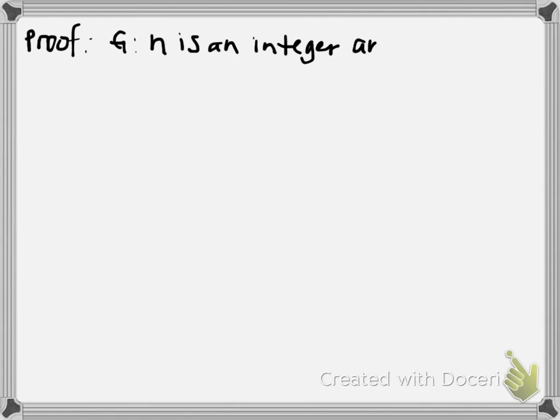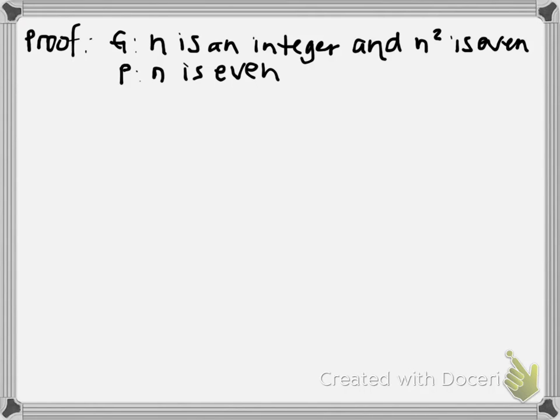And n squared is even. Our job is to prove that n is even. So the given is assumed to be true. Those are facts that we're going to be using, and we're going to have them help us find a contradiction. What we're going to take is our to prove, and we're going to take its inverse.